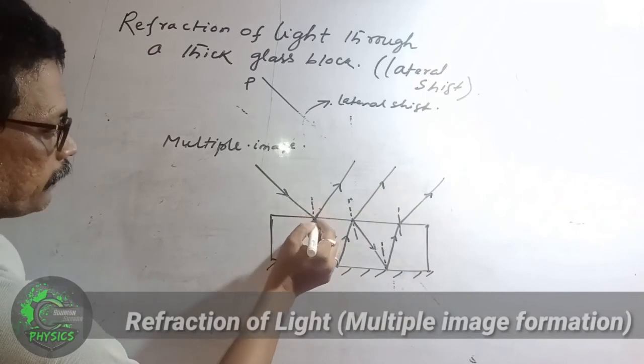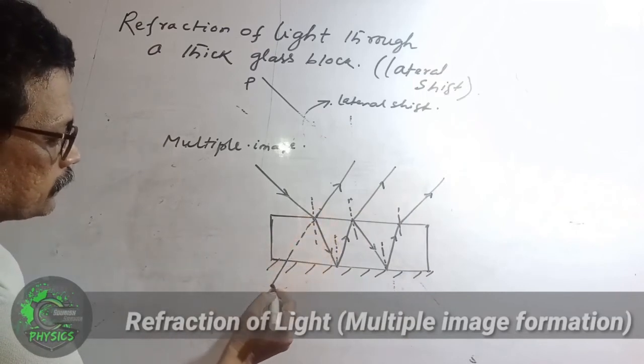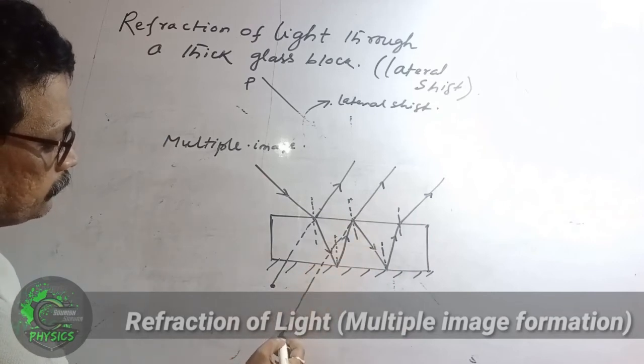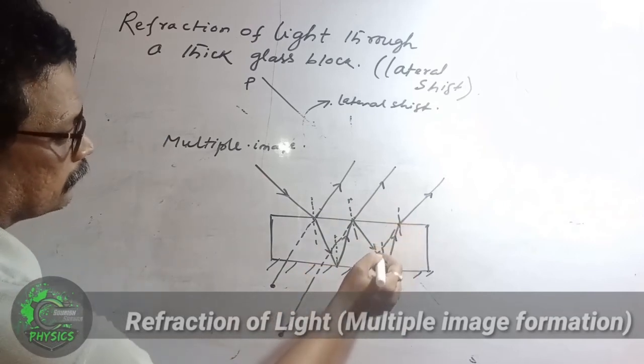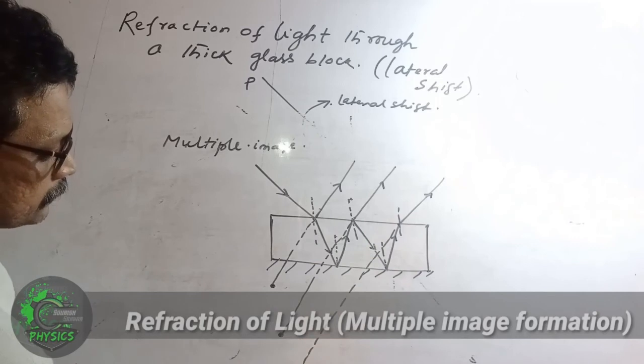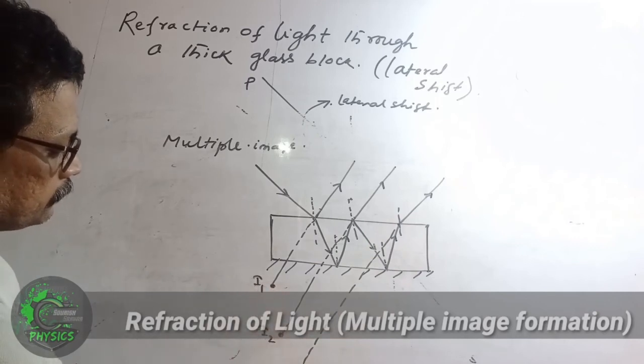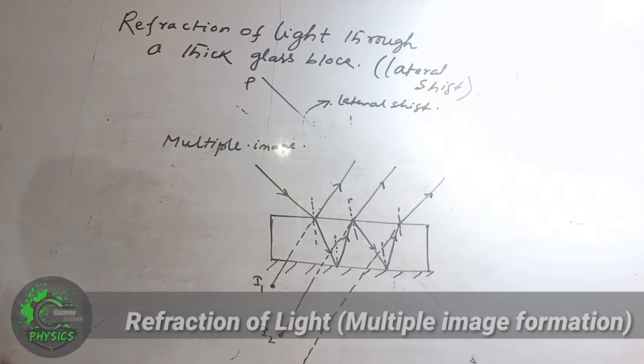Now this refracted ray produces the first image. This ray produces the second image. This ray produces the third image. Suppose this is image I1, this is image I2, this is image I3. So this way, an infinite number of images can be received on the screen.